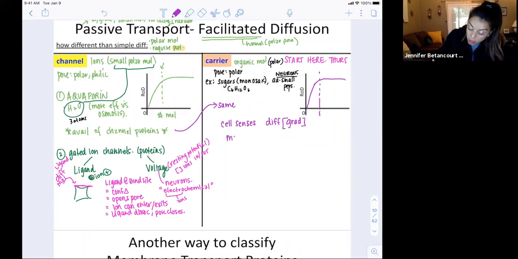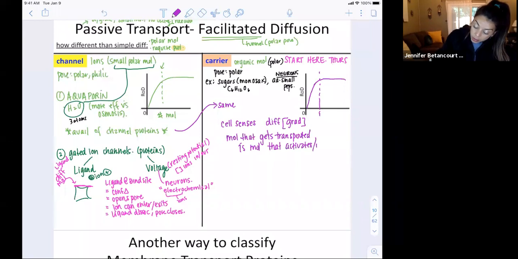So we'll just say the molecule that gets transported is the molecule that activates/opens the carrier protein.